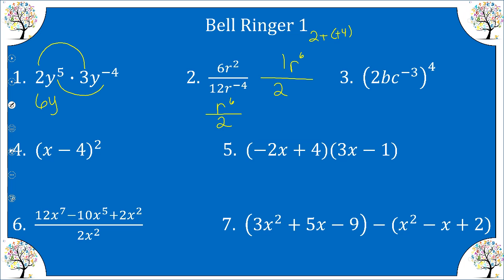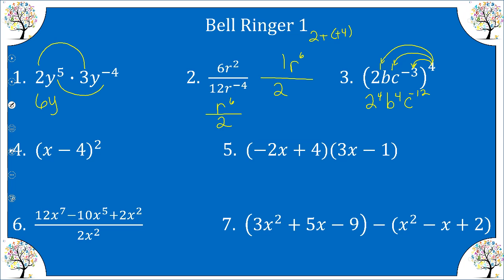Number 3, we have a power to a power. Remember, every factor has an exponent, so if it's not written in, I like to write in the understood one. And now we're going to multiply the outside power of 4 to every power within the parentheses. So I have 2 to the 4th, b to the 4th, and c to the negative 12.